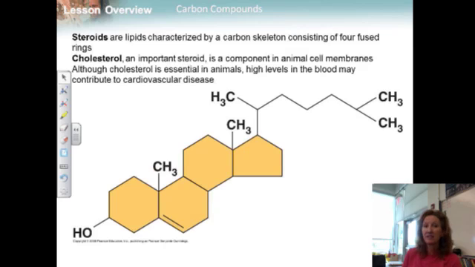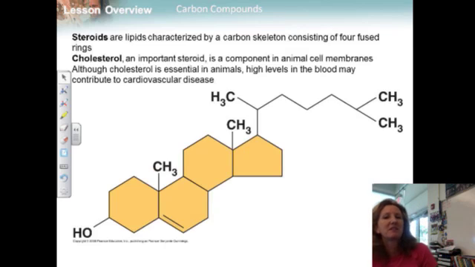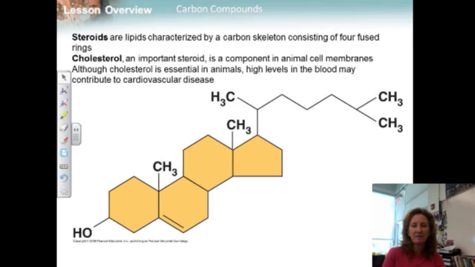And we did skip steroids, I'm sorry. Steroids are lipids characterized by a carbon skeleton consisting of four fused rings. Cholesterol, an important steroid, is a component of animal cell membranes. Although cholesterol is essential in animals, high levels in the blood can contribute to cardiovascular disease. All right, so now you heard about the types of lipids. What are the major types of lipids? Think about that as a review in your mind.